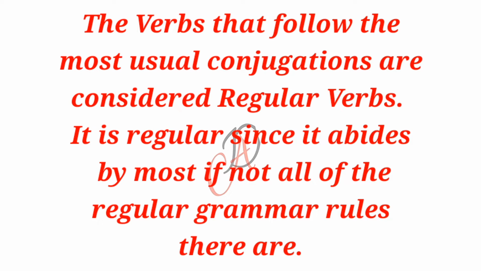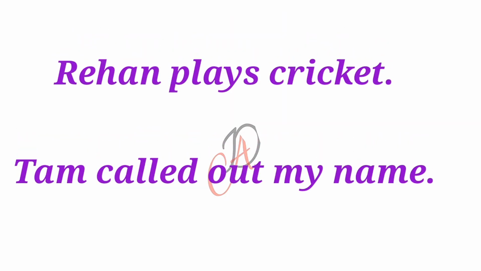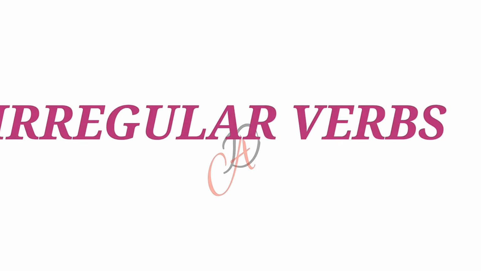It is regular since it abides by most, if not all, of the regular grammar rules. For example, Rehan plays cricket. The next one, Tam called out my name. In both the examples, plays and called are regular verbs. So let's move to the next type of verb, that is irregular verbs.